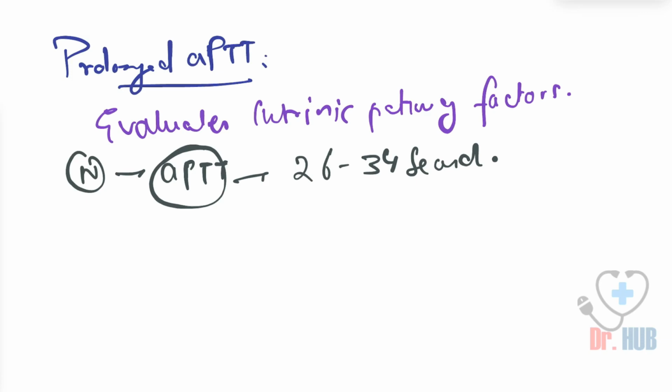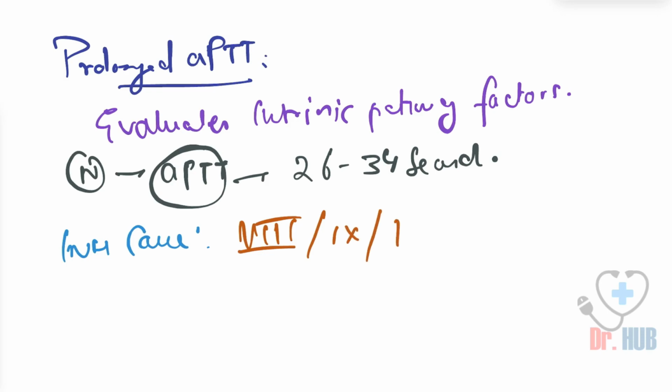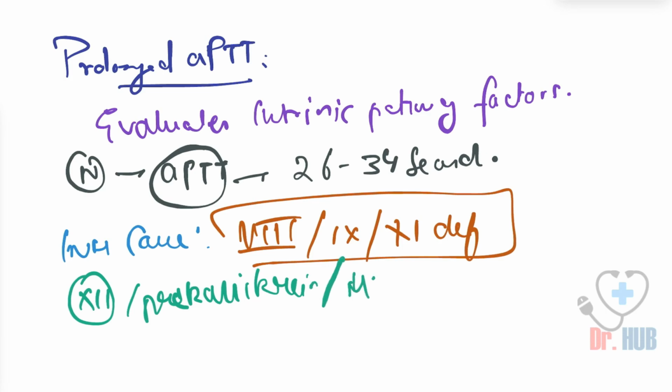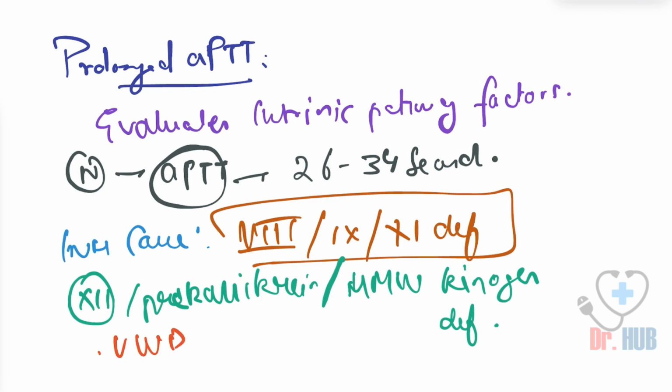So what are the inherited causes of this? If we look at the inherited causes, this includes factor 8, factor 9, and factor 11 deficiency. So these are the factors which are involved. Then we also have factor 12 and pre-kallikrein or the HMW kininogen deficiency. Then there is also the presence of von Willebrand's disease, that is VWD.